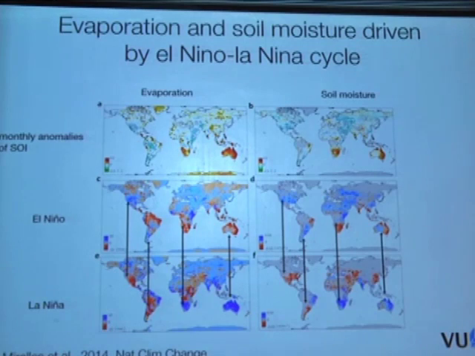We did some further looks at the evaporation and the soil moisture, contrasting El Nino versus La Nina years. And if you just follow the spots here, you see them turning from blue, where there is an excess in El Nino, to red in La Nina. So these are the hot spots of the evaporation distribution that we will see.